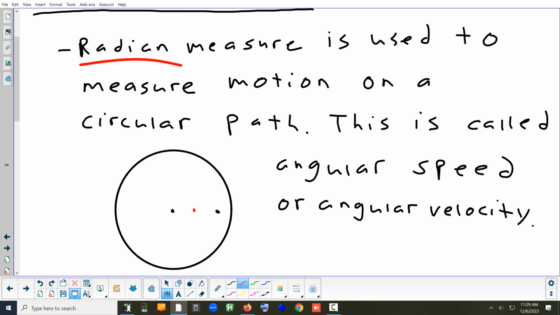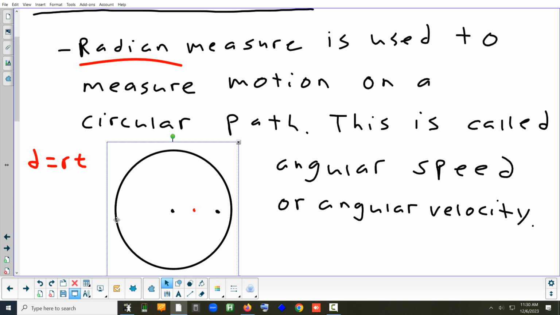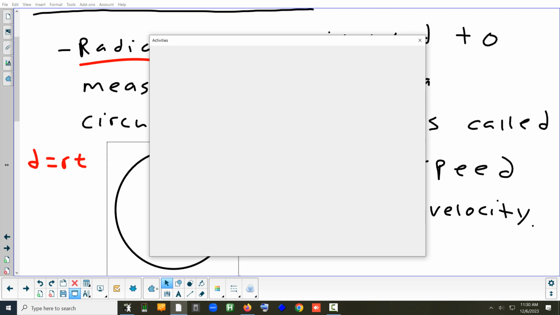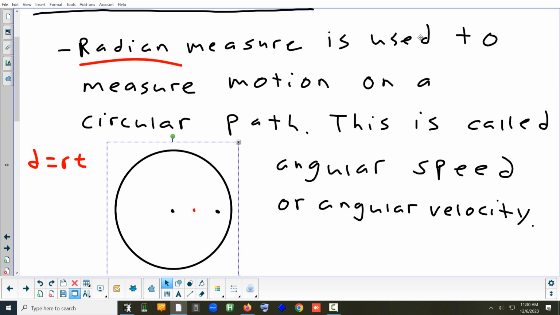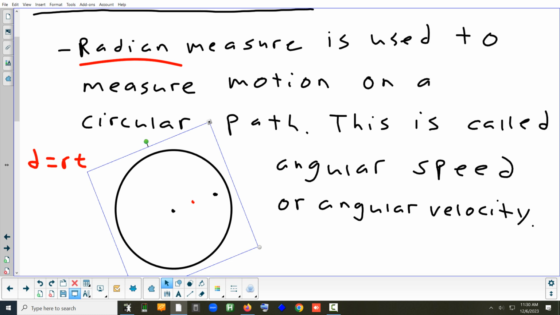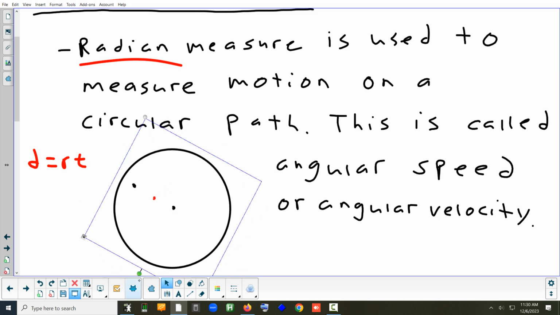Does anyone remember the formula for distance? Distance equals, it's like 2 letters. Rate times time. Okay. Distance equals rate times time. So let's focus on those 3 dots. What I'm going to do is spin it 1 time, so the green handle up there goes all the way around and comes back up. So as I spin it, watch what's happening to the dots.